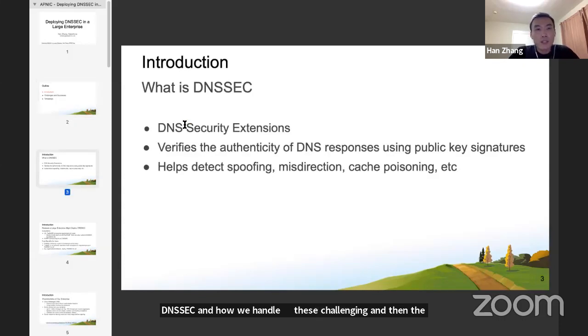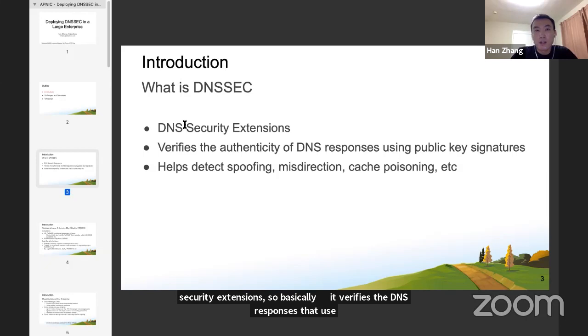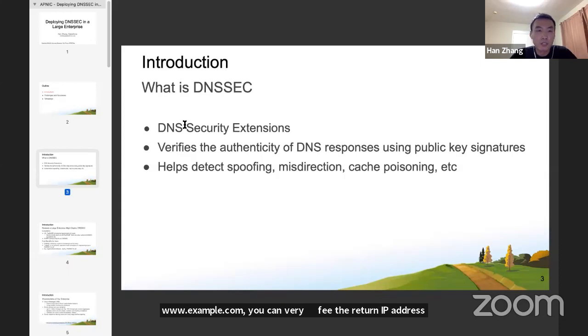So DNSSEC is DNS security extensions. Basically, it verifies the DNS responses by using public key. So for example, if you queried IP addresses for www.example.com, you can verify the returned IP addresses are authenticated. And DNSSEC helps detect different types of DNS attacks, including spoofing, misredirection, cache poisoning, and some other attacks.